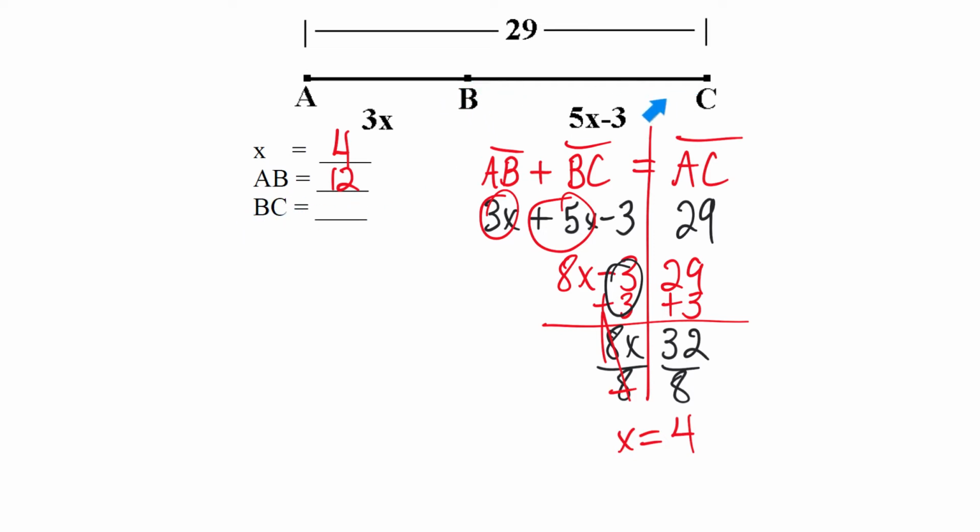All right, for BC, I'm going to take 4 and plug it in here. So 5 times 4 is 20, and 20 minus 3 is 17. And now just to check, I could add these two up, the 12 and 17, and make sure that it gives me this number right here, just to make sure everything looks good. And sure enough, 12 plus 17 is 29, so that looks good.